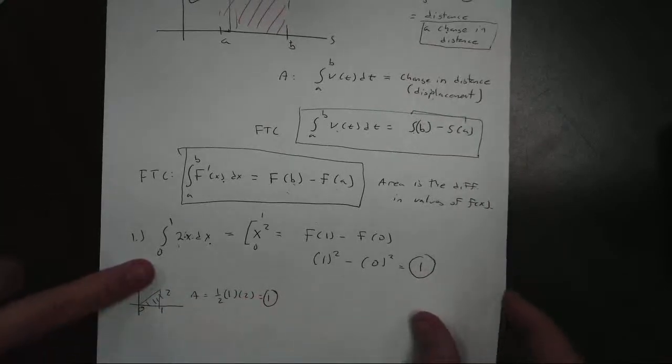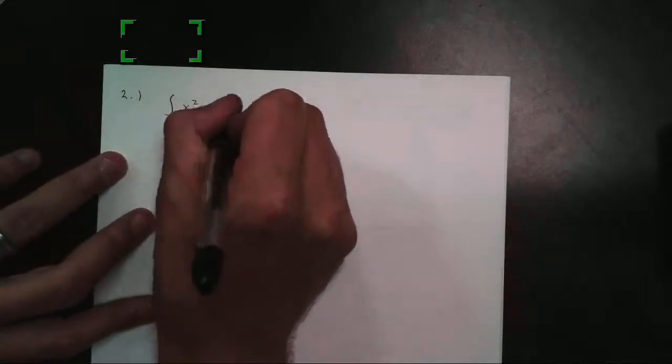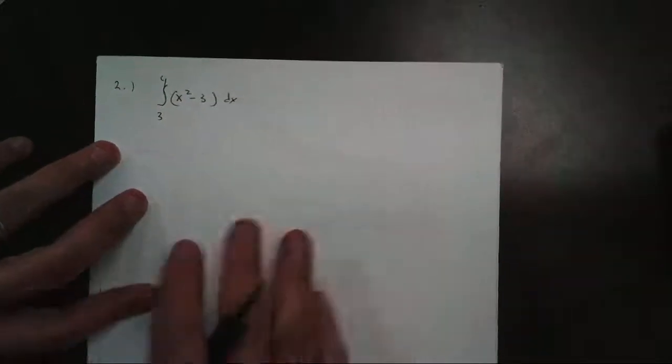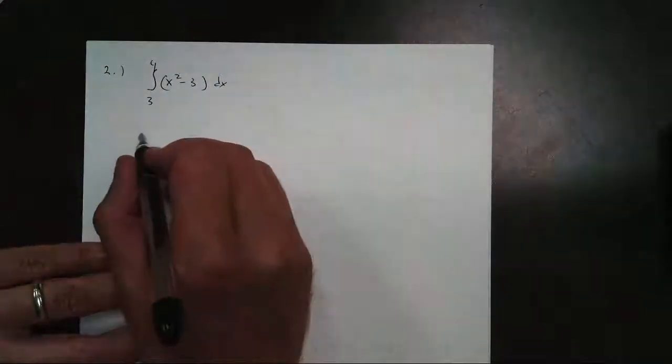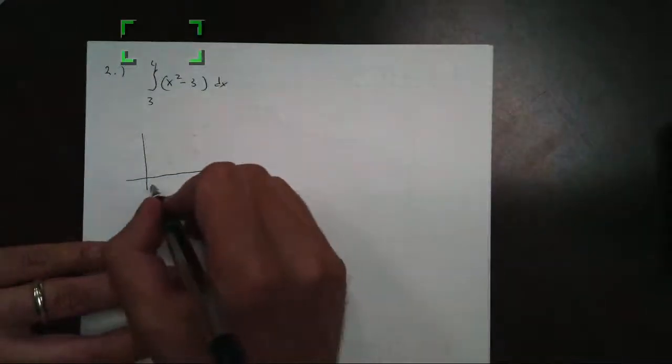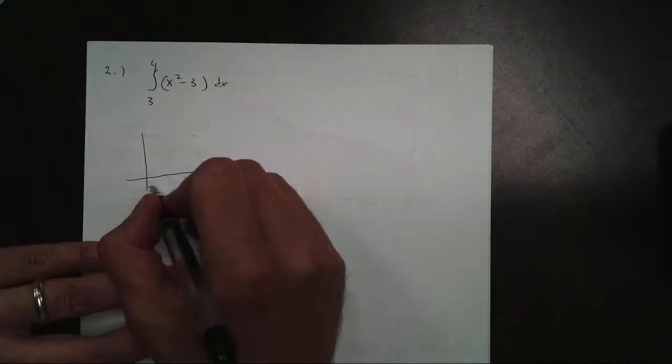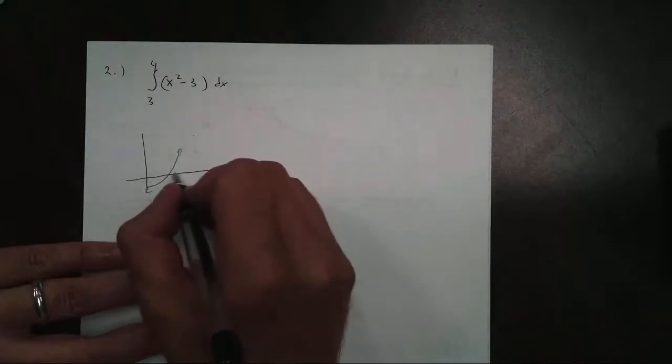Now, for a triangle, it might be easier to draw. But some graphs aren't so nice. So let's take a look at some slightly more challenging ones here. Ready? Let's take a look at number 2. What if we had something like x squared minus 3 dx from 3 to 4? And I want to evaluate this integral. I want to find the area underneath this curve. Well, if I try drawing it, it is a parabola. Starts at negative 3, goes up here. I want to integrate from 3 to 4.